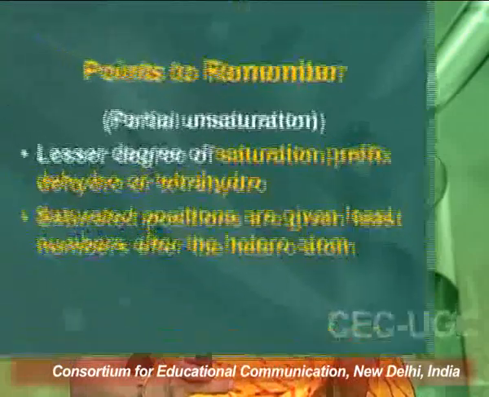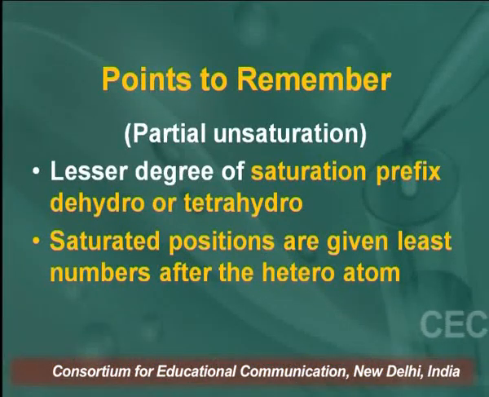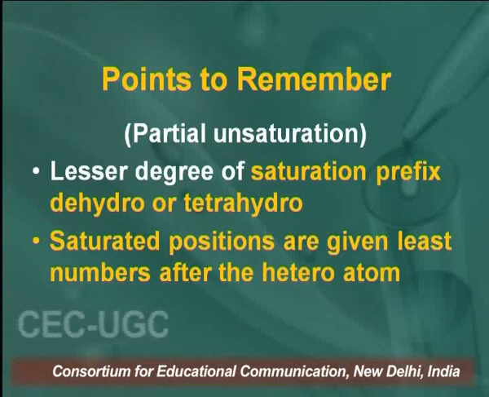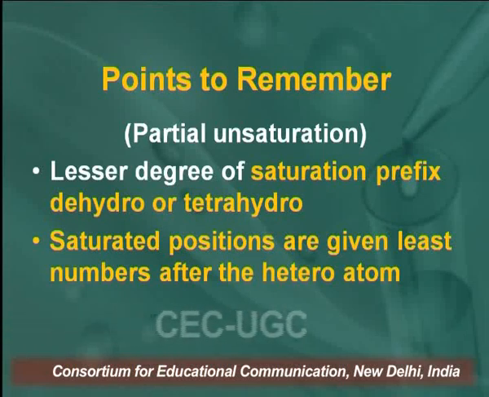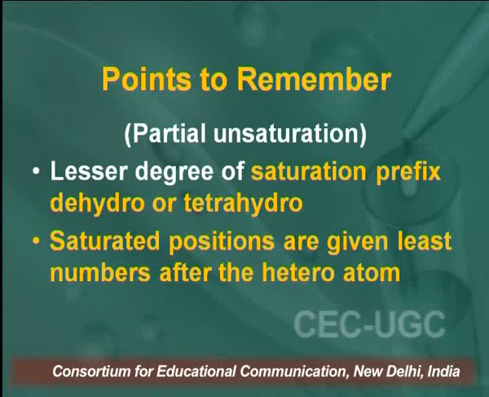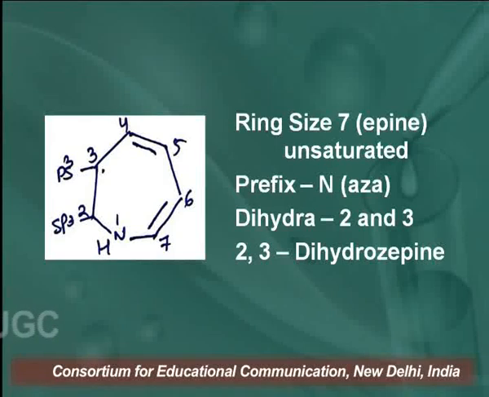For partial saturation, a lesser degree of saturation, we add the prefixes dihydro or tetrahydro. Saturated positions are given the least number after the heteroatom. So this is the last example I am going to discuss. The ring is partially unsaturated because there are 2 double bonds over here. So how will you give the name? The prefix, because there is a nitrogen atom.